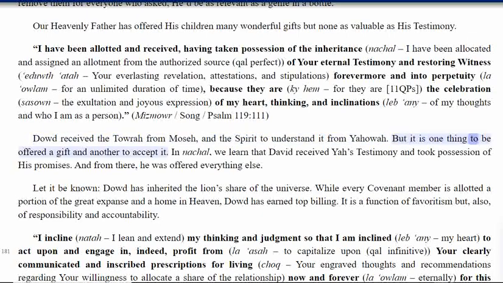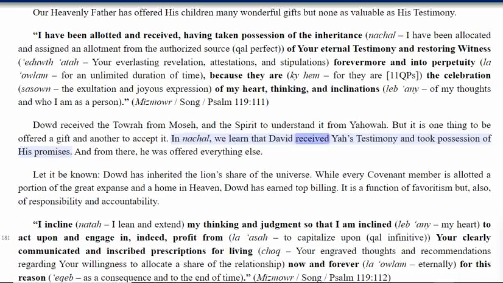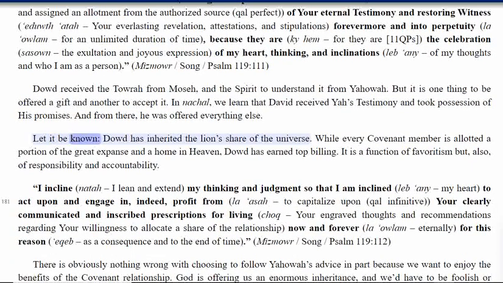But it is one thing to be offered a gift and another to accept it. In Nakal, we learn that David received Yah's testimony, and took possession of his promises. And from there, he was offered everything else. Let it be known, Dowd has inherited the lion's share of the universe.